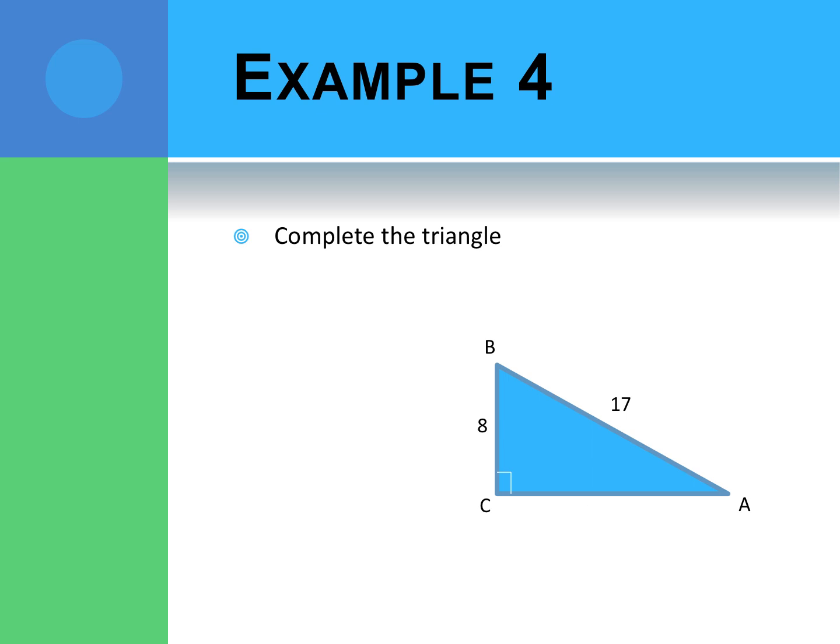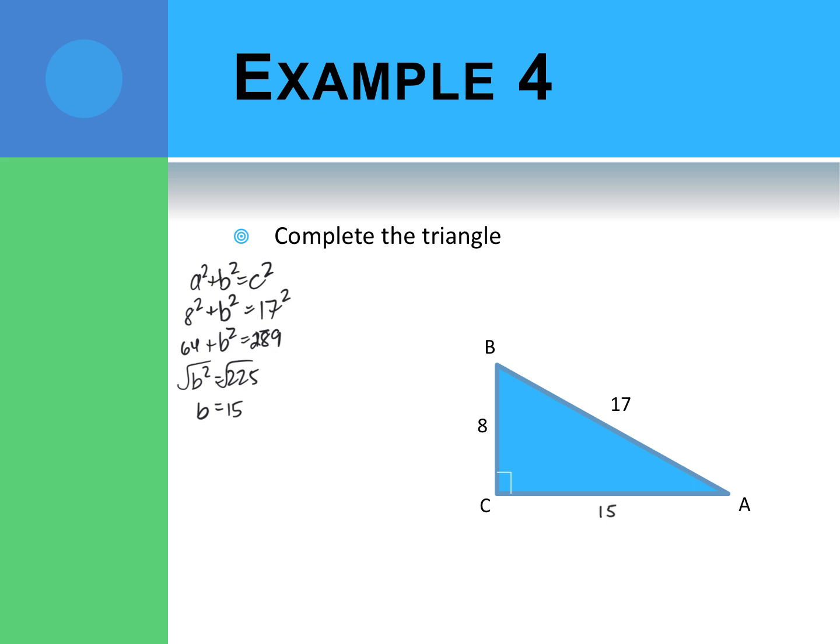So let's do that. The first thing I'm going to do is a squared plus b squared equals c squared. I've got 8 squared plus b squared equals 17 squared. 64 plus b squared is 17 squared, which I believe is 289, but let me just double check. Yep. So 289 minus 64, so b squared equals 225, which means b equals 15. So this side here equals 15.